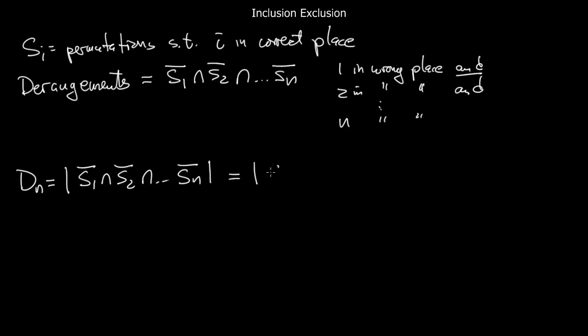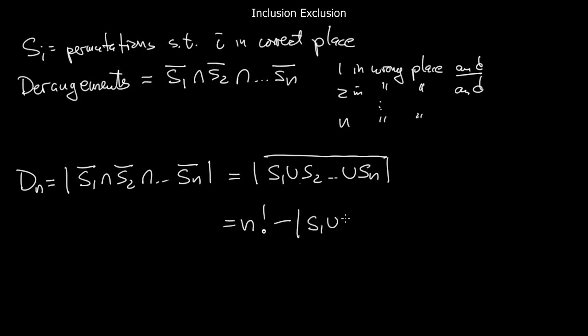And by the discussion on the previous page, that's the order of the complement of the union, which is n factorial minus the order of the union. And this is just saying in formal set theoretic terms what I explained earlier about dn plus nn adding up to n factorial.